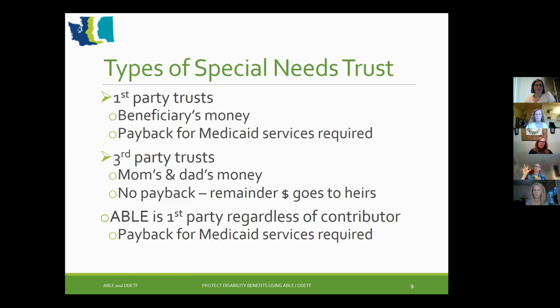The third party trust, that's mom and dad's money. That's the trust that we have for my son. So because it's my money, it can never be used to pay back Medicaid recovery. So it's only the beneficiary's or first party money that can be used to pay back Medicaid services. But with ABLE, we have a nuance here because ABLE is always considered a first party account, regardless of who the contributor is. And that's the magic about ABLEs.